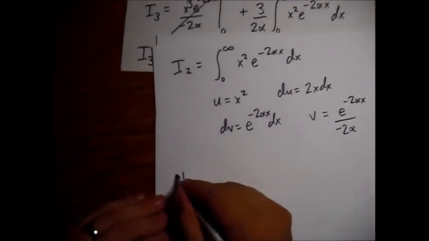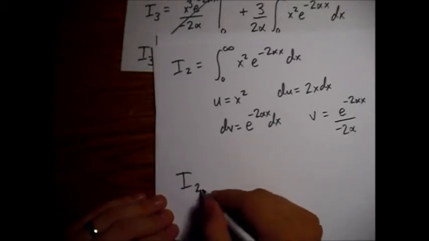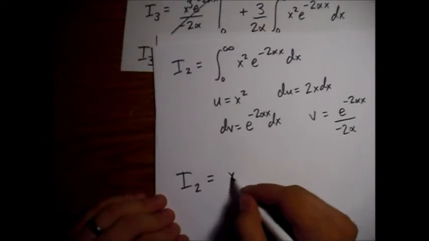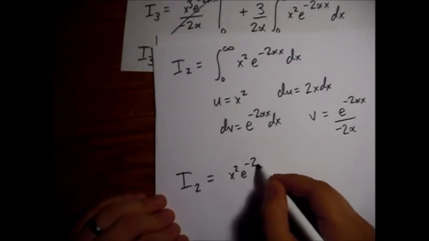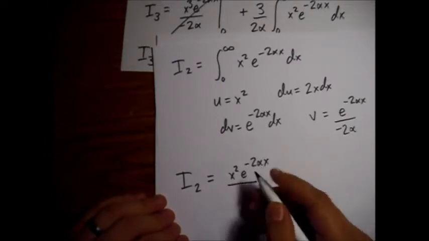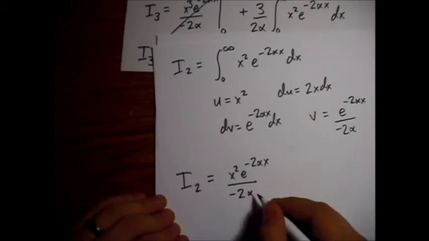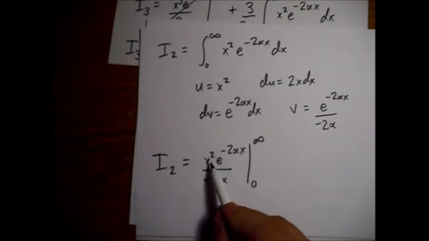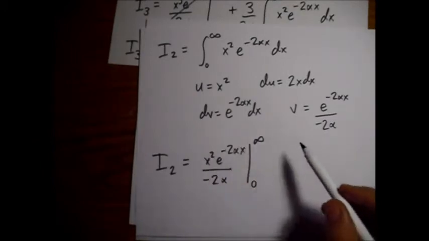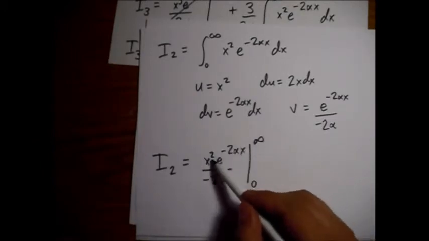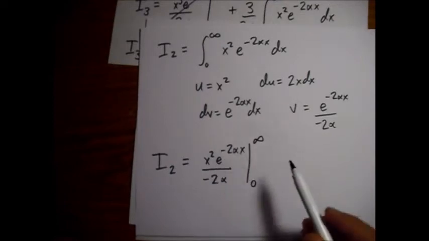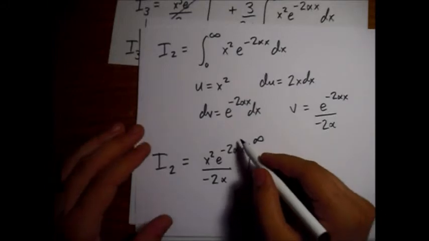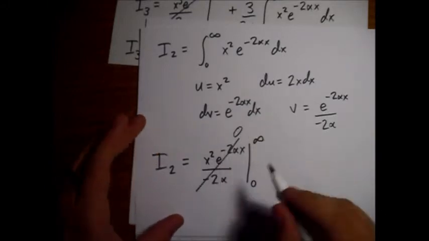So here we go again. We have I2 equal to uv, which is x squared e to the minus 2 alpha x over minus 2 alpha, again evaluated from 0 to infinity. And again, we still have the same thing that happened last time. At infinity, this goes to 0 because of the exponential here. At 0, it goes to 0 because of the x squared.